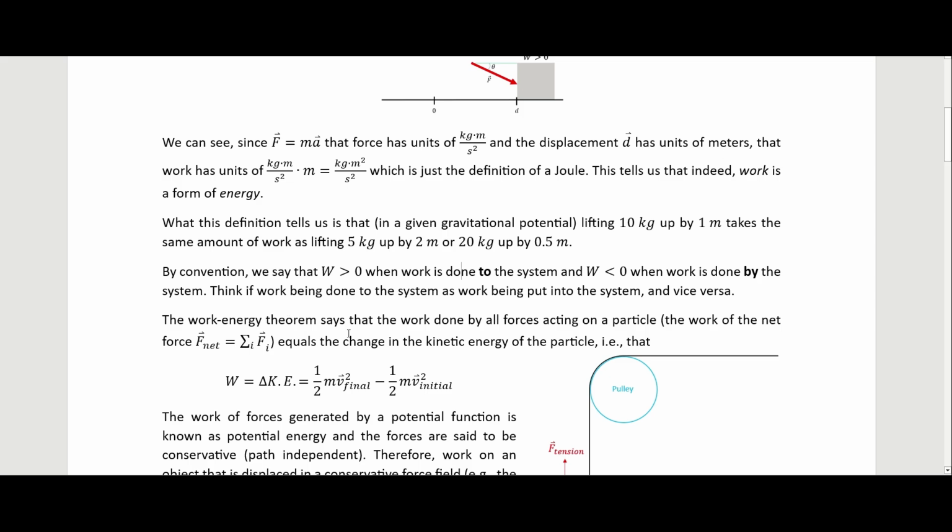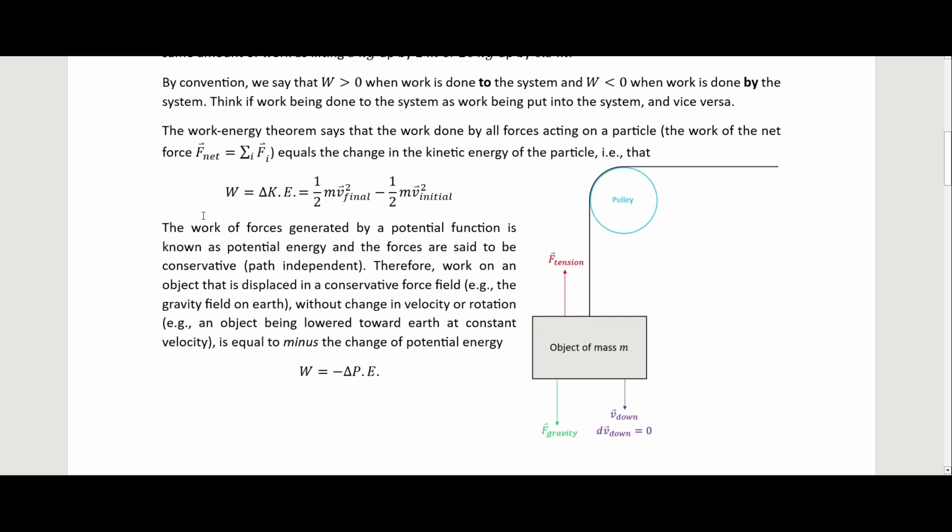So the work-energy theorem says that work done by all forces acting on a particle equals the change in kinetic energy of the particle. So you can see that work is equal to the change in kinetic energy, which is just the 1/2 mv squared. So we take the 1/2 mv squared for the final velocity of our system and then subtract off the initial. So we can see that if work is being done to the system, then this final will be greater than this initial, and so work will be positive. Whereas if the system is doing work to the surroundings, then the final will be less than the initial, and so the work will be negative.